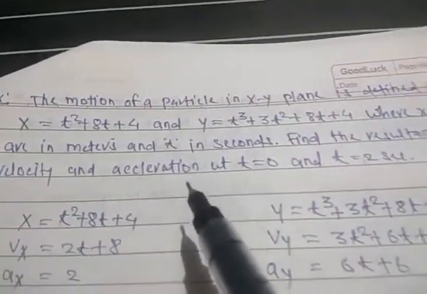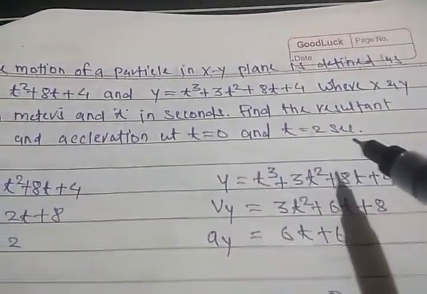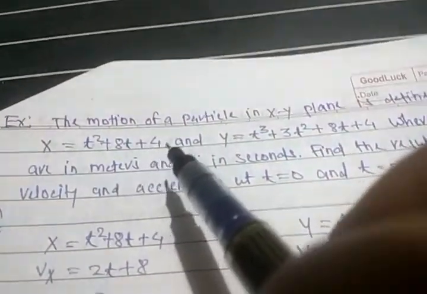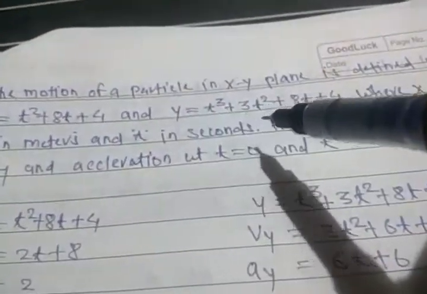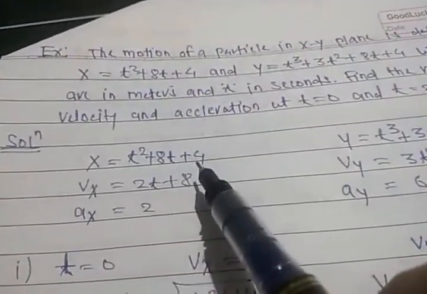Okay, find the resultant velocity and acceleration at t equal to 0 and at t equal to 2 seconds. So what we are given is that displacements in terms of time are given. x is equal to t square plus 8t plus 4, and y is equal to t cube plus 3t square, like that.